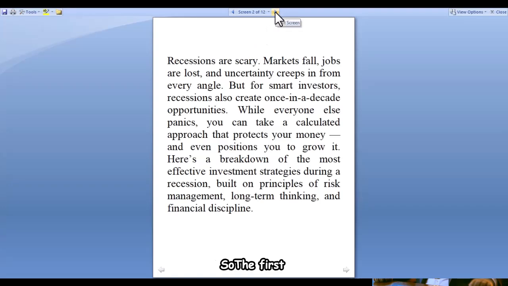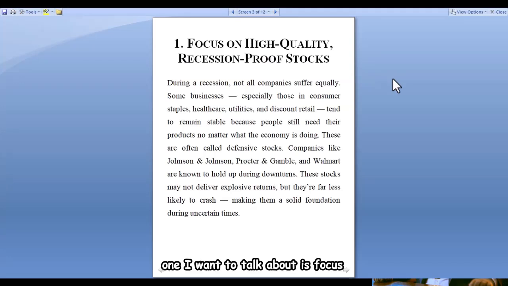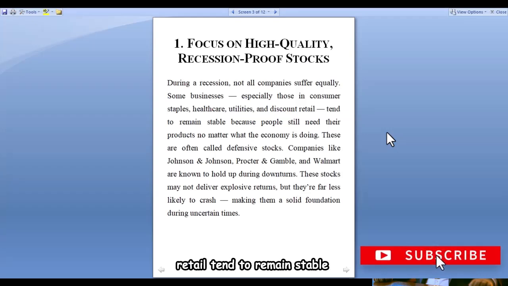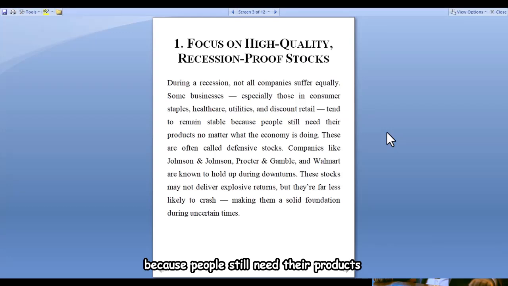The first one I want to talk about is to focus on high quality recession proof stocks. During a recession, not all companies suffer equally. Some businesses, especially those in consumer staples, health, utilities, and discount retail, tend to remain stable because people still need their products no matter what the economy is doing.